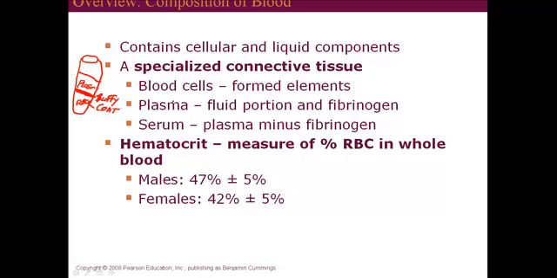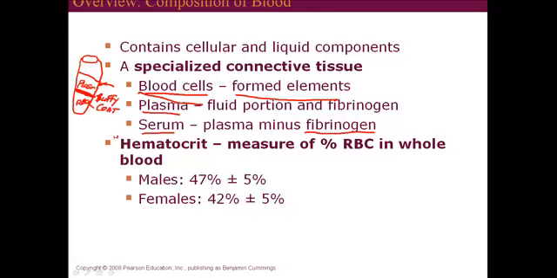Okay, so we have the blood cells. That's these. These are the formed elements. The plasma, which is the fluid portion, right here. And the serum is the plasma minus fibrinogen. And fibrinogen is a substance used in blood clotting.